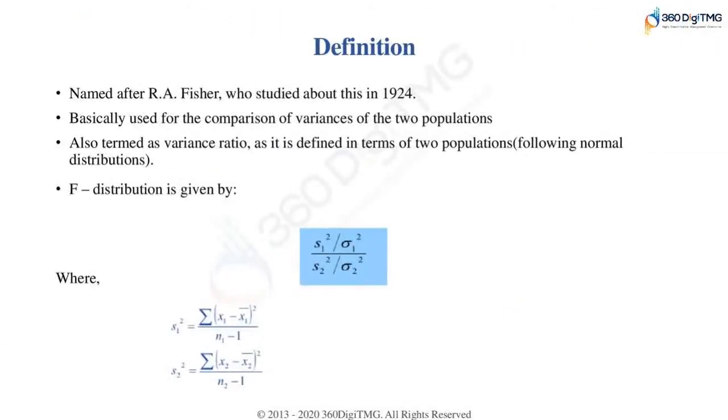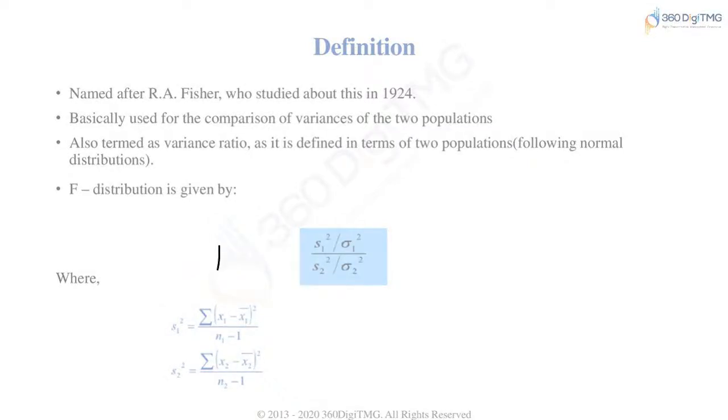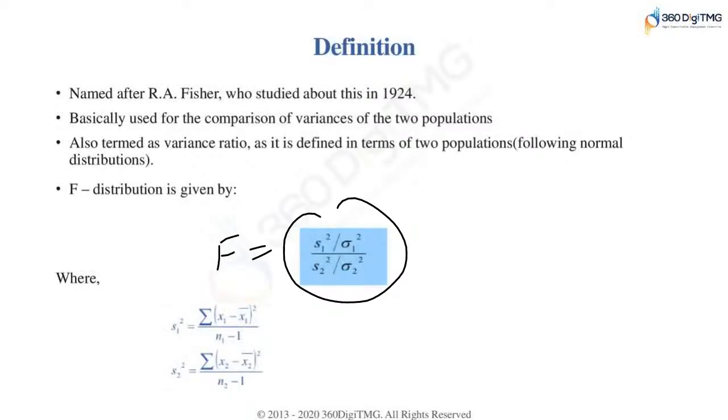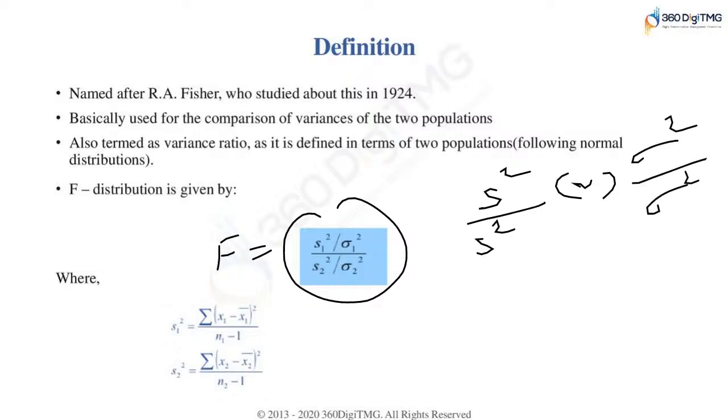Now, to understand this, the F critical value is given by this, which is either the sample variance divided by the sample variance, or the population variance divided by the population variance. So here we say 1 and 2, here we say 1 and 2. So this is what we have.